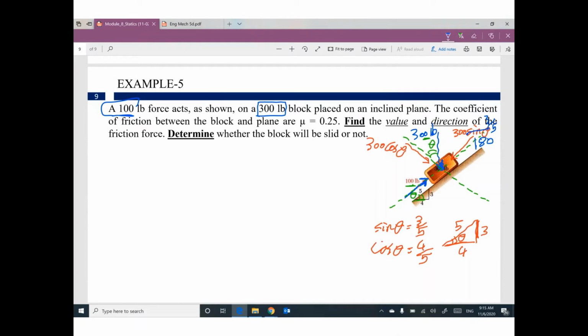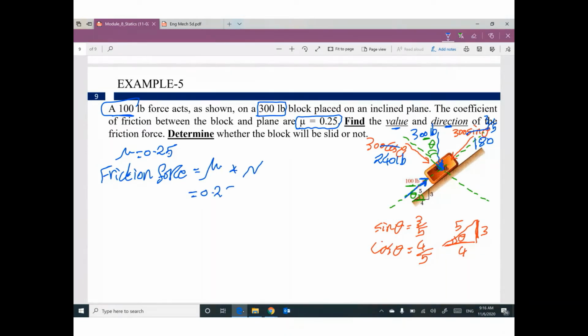Any question? Any question? We have the coefficient of friction, mu, given. The problem asks us to determine the value and the direction of the friction force. Friction force equals mu times N. Mu is given as 0.25.